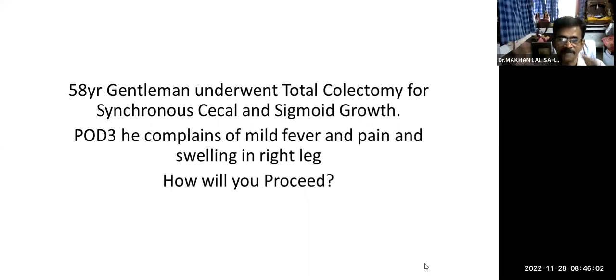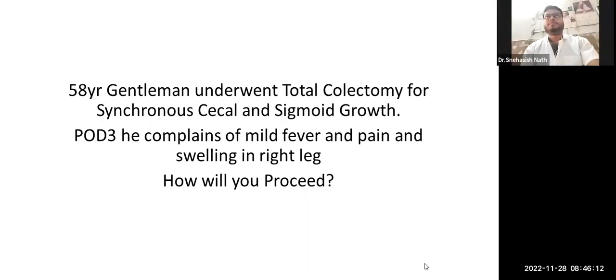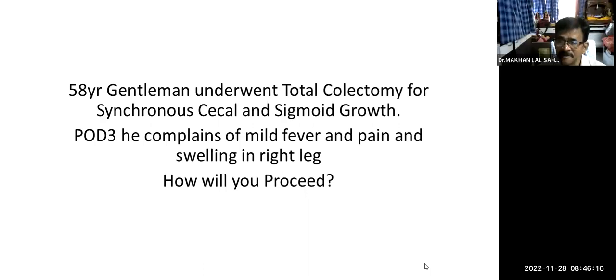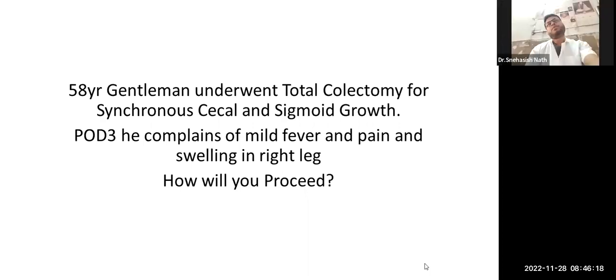Now, you have a patient with deep vein thrombosis and you suspect the patient might develop pulmonary embolism. What are the measures? The first measure is to start treatment. Anticoagulants. And, sir, a prophylactic dose, enoxaparin 40.